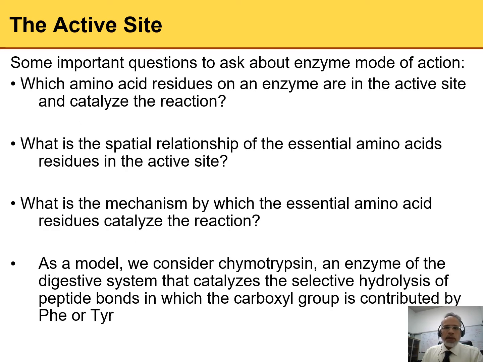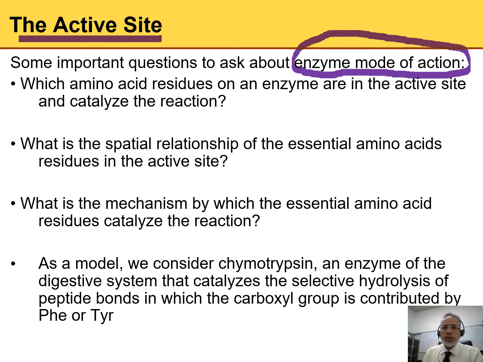Specifically, when we talk about the active site, we'll be talking about a few questions that people normally ask. How do enzymes do what they do? How do enzymes carry out their mode of action? How do enzymes catalyze reactions? For this, they look at three questions. The first one is what amino acid residues are in the enzyme active site? There has to be an active site in the enzyme that does the catalysis. What are the amino acids that are there? So again, the first question is which amino acids are there in the active site.